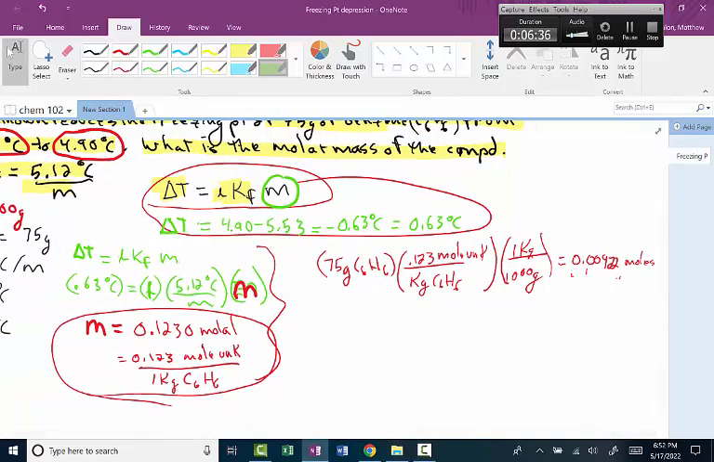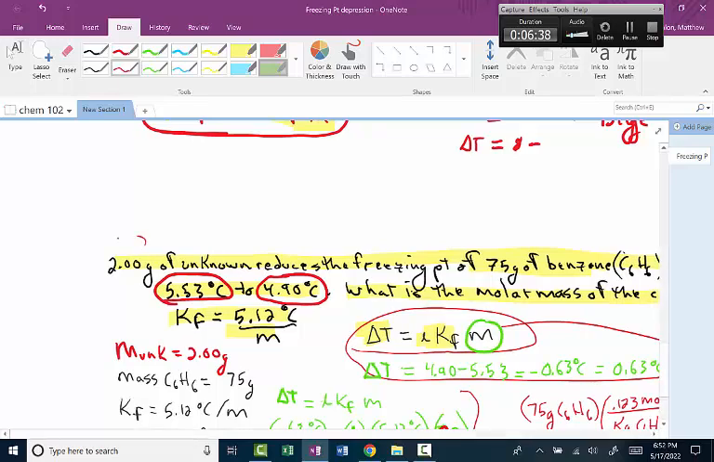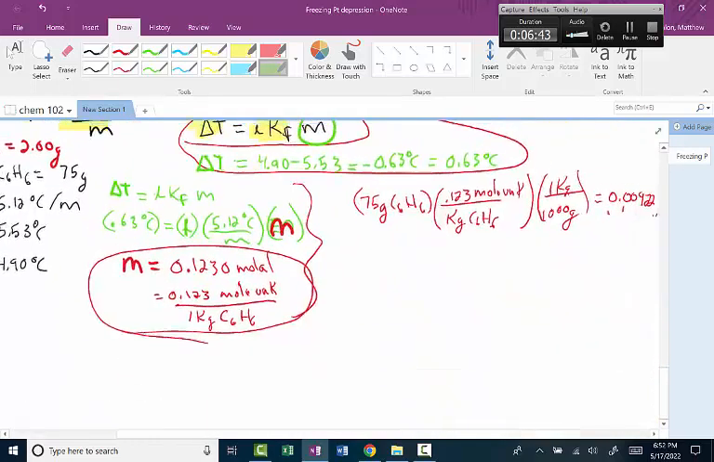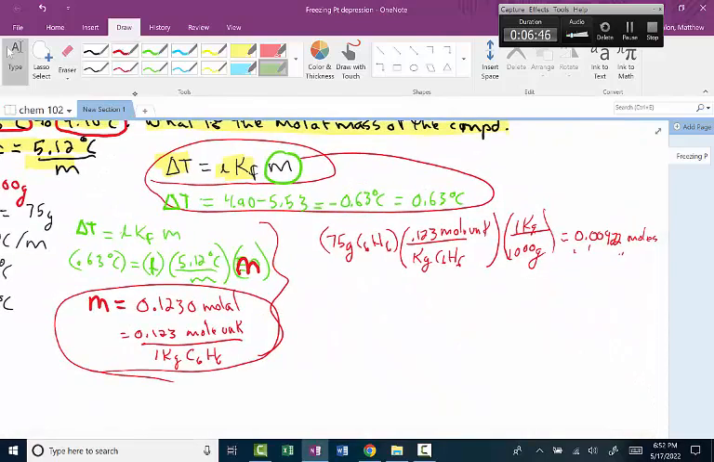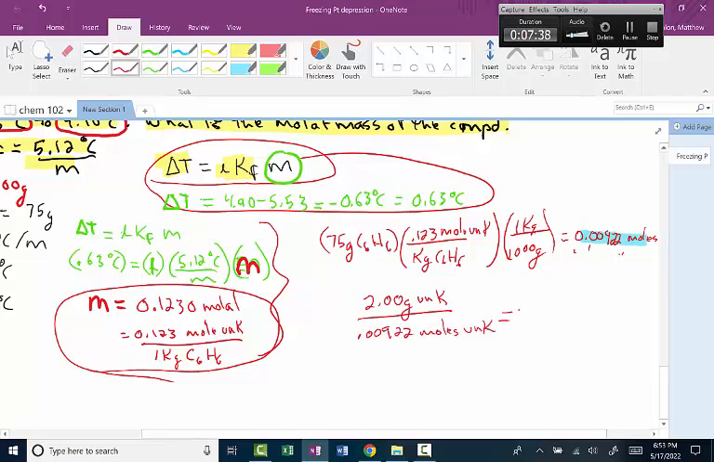And finally, I know the mass. It's up here somewhere. 2.00 grams of unknown. That's the mass I have. So I can calculate the molar mass because I have the moles of unknown. So all I have to do is divide the 2.00 grams of unknown by 0.00922 moles of unknown. And I get 216.9 grams per mole. So those are two of the hardest problems you can do that I've showed you how.